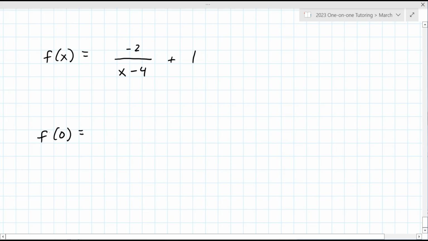Okay, so I want you to find f of 0 for me, please. And if you have questions, please ask, but I want you to put 0 in for x. I want you to evaluate, add. This is finding the y-intercept.